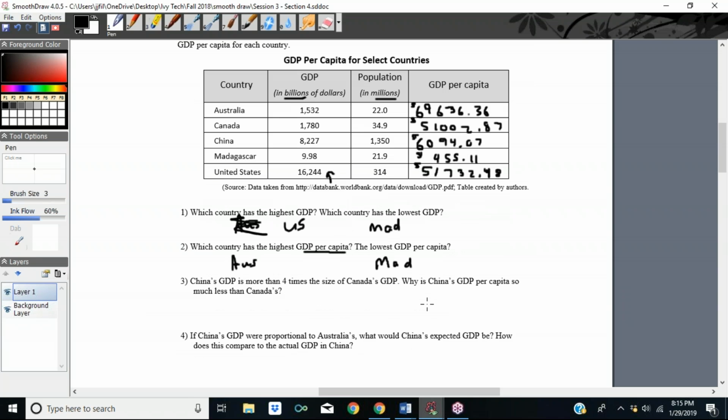So it says China's GDP is more than 4 times the size of Canada's GDP. Why is China's GDP per capita so much less than Canada's? And again, we said it's because of the population, that huge population that China has. That's a capital C. So I'm just going to say the population of China is so large in comparison.